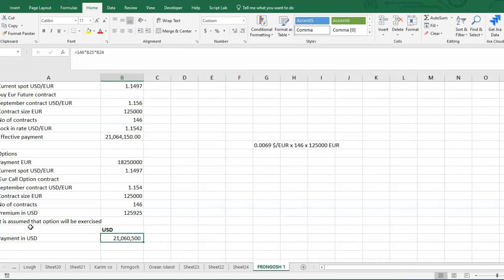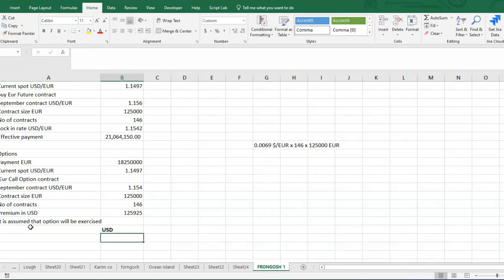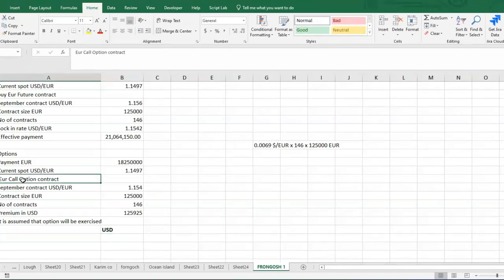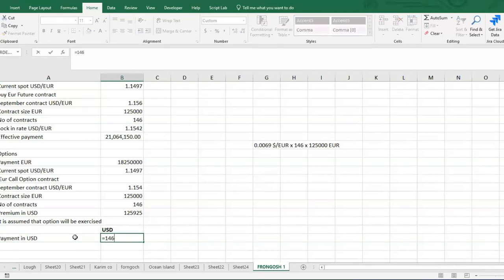Remember, again, I'm telling you, in option last step, when you write your answer, it is assumed that option will be exercised. Right here, the home currency. In our question, home currency is dollar. Go to the nature of the contract. Euro call, you are buying euros. Call means something is coming. If you're buying euros, that means home currency will be paid. Payment in USD. What is the formula? Number of contracts into contract size.